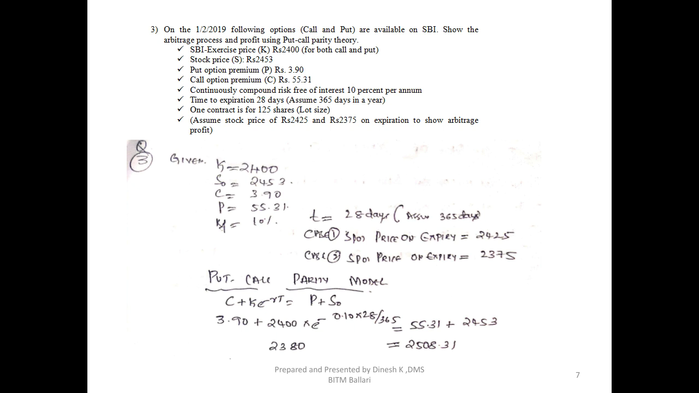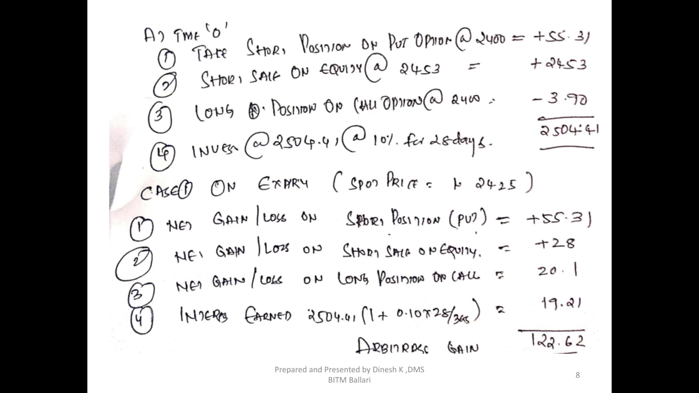Fine, let's proceed. Apply the formula of put call parity, that is C plus K into e to the power of minus RT is equal to P plus S naught. Substituting the values, I get the left hand side portfolio value as 2380, and the right hand side portfolio value as 2508.31, right? Since it is very clear that my right hand side portfolio is overvalued and my left hand side portfolio is undervalued, the action on my right hand side should be a short position, and the action on my left hand side should be a long position.